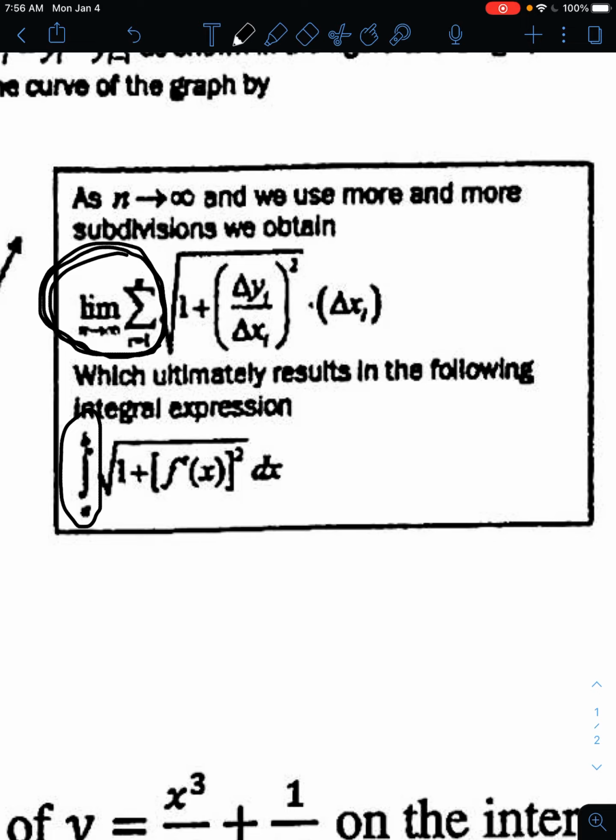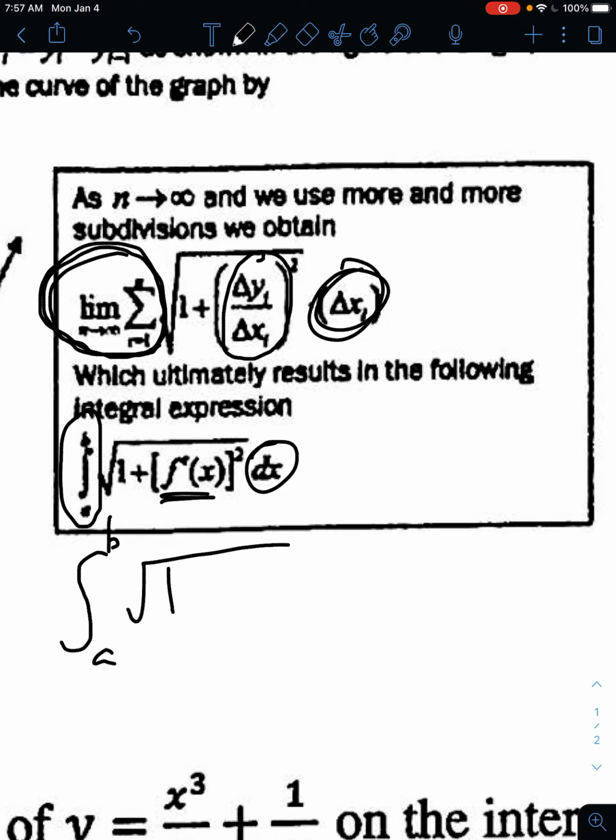Notice kind of where that notation came from. Delta y over delta x, that's just f prime. And then delta x, that's just our dx in the integration notation. But that's our formula. I would probably write it down if I were you. The more you learn a formula, I would write it several times. It's the integral from a to b of the square root of 1 plus f prime squared dx.